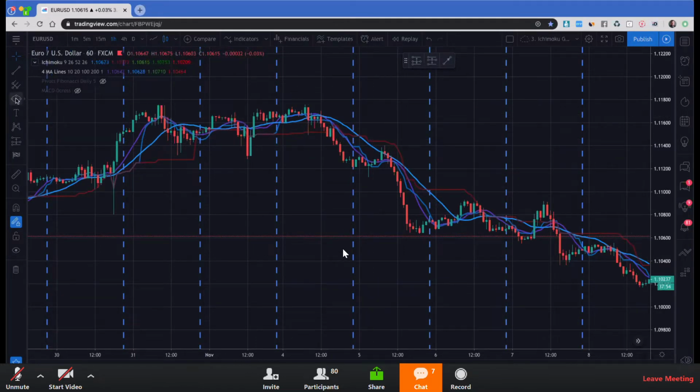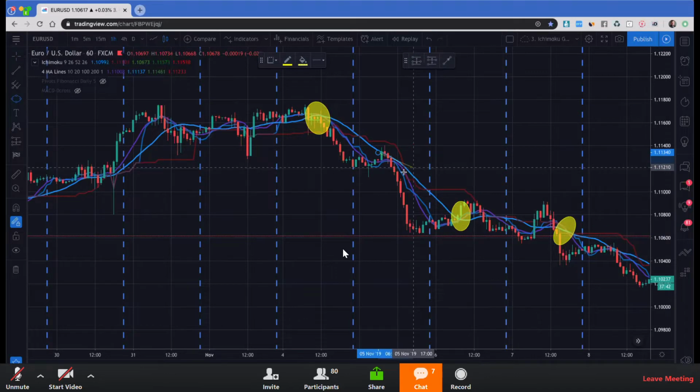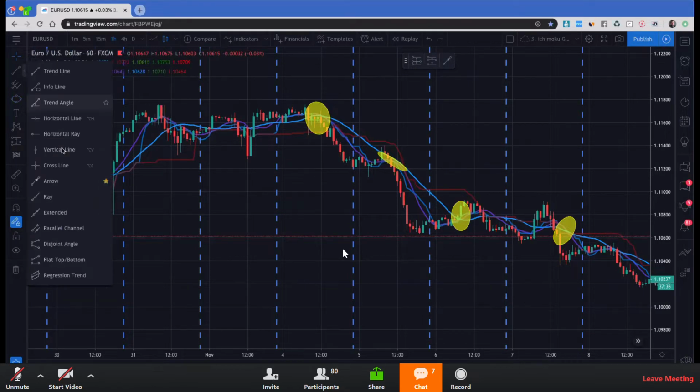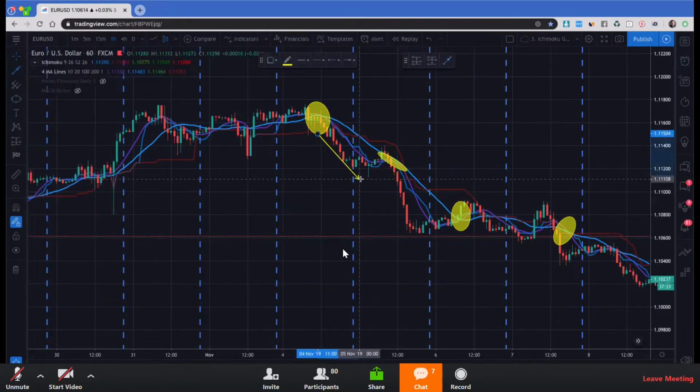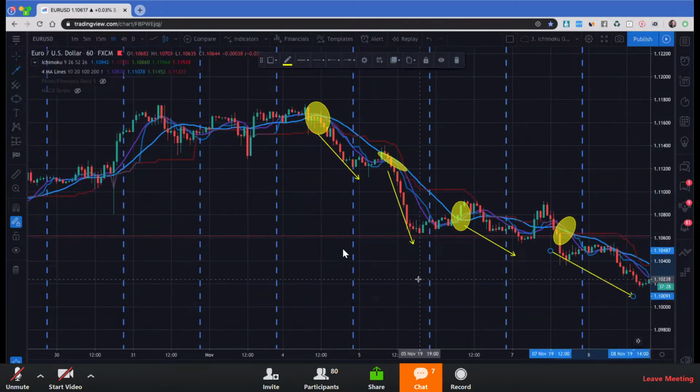So here you very clearly see a cross of blue and purple. Here you very clearly see a cross of blue and purple. Here is blue and purple, and you very clearly can see here they come very close to each other, and you can very clearly see with the 10 and 20 moving average that the price here is going down, going down, going down, and going down. That's what we want to see.